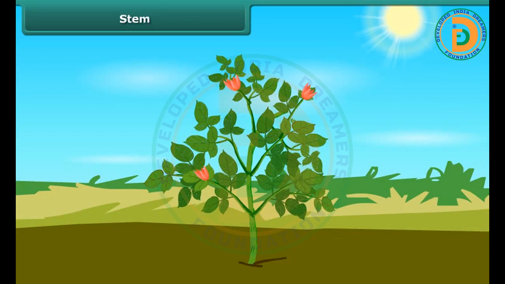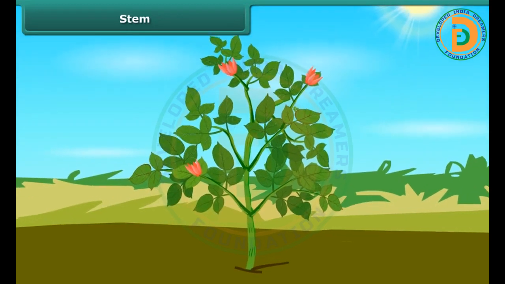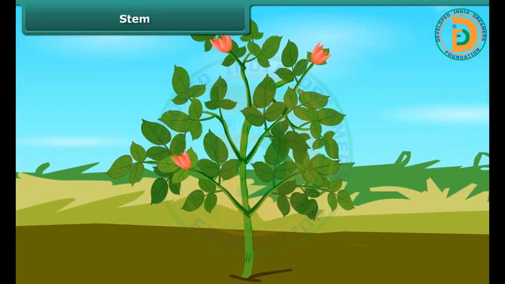The other important part of the plant body is the stem. The stem forms the main axis of the plant body, which grows towards light and away from gravity. It holds the plant body upright. It bears leaves, flowers, and fruits and exposes them to sunlight and air.